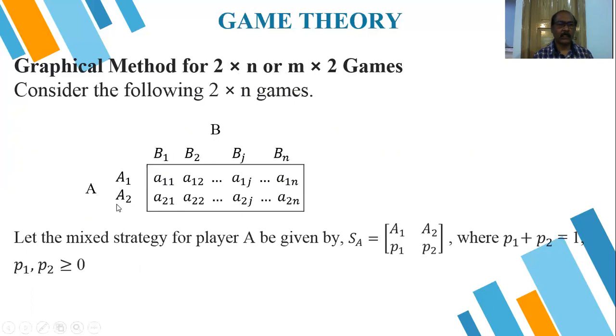Let us consider the mixed strategy for player A. This 2 cross n game is basically player A's problem, which is why we are considering the strategy selection of player A. A selects strategy A1 with probability P1 and strategy A2 with probability P2. So P1 plus P2 is equal to 1, and P1, P2 are greater than or equal to 0.